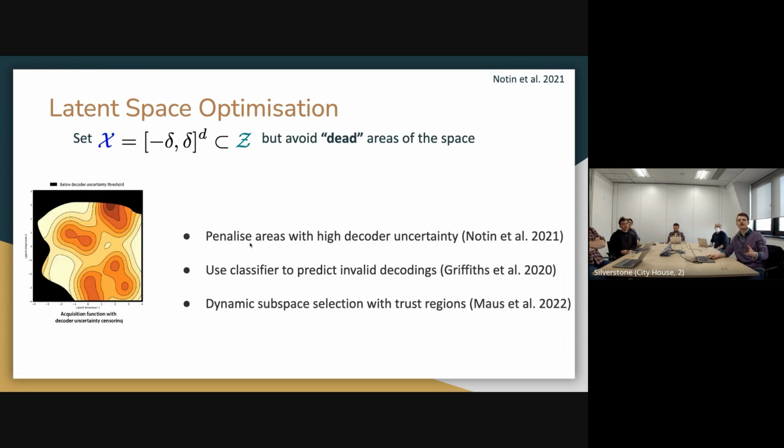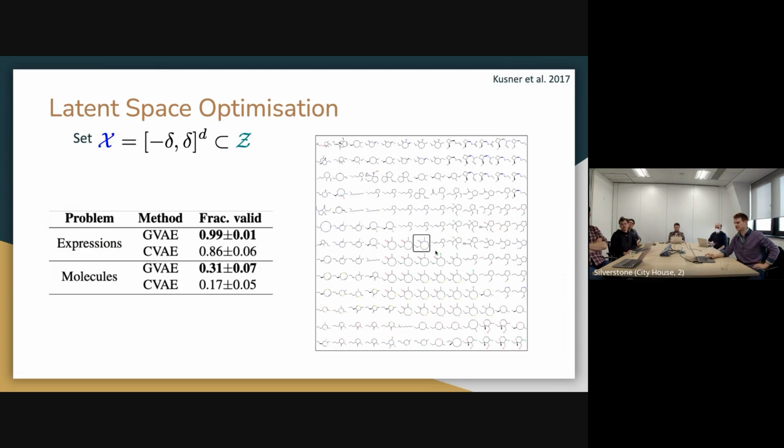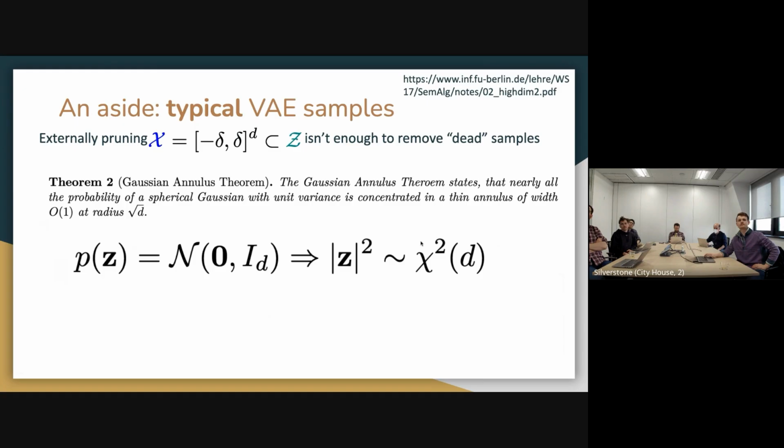People have done quite complicated things to try and adjust this. People have looked at epistemic uncertainty in the VAE. This is quite complicated to do, quite expensive. Other approaches have trained other models just to predict whether the thing you're decoding is going to be valid itself. And there are also approaches using trust regions where you're able to move this space around a bit depending on how things are going. But they're all, to some extent, going to struggle because they're all focusing on these box ideas.